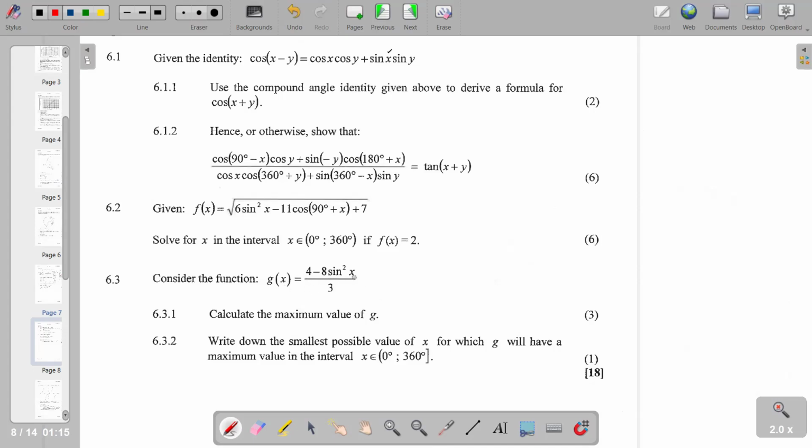Let's write this. So this reduces to 4, it's a common factor. Then we are going to have 1 minus 2 sin squared x all over 3.